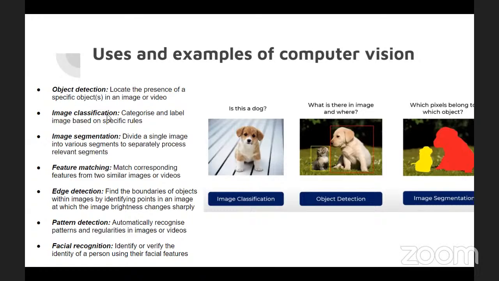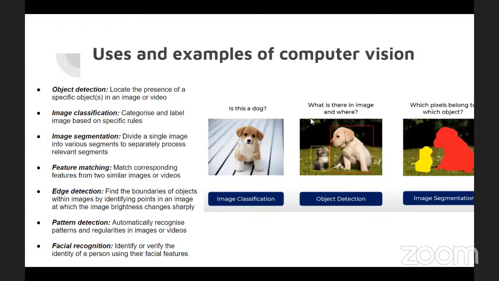In terms of the image classification example I've given you, what a computer vision model will do here is that we will provide this image of a dog to a model, and we will ask the model: is this a dog, or is this a cat, or is this a donkey? Our model will be able to predict, or classify, that yes, this is an image of a dog. So this is image classification.